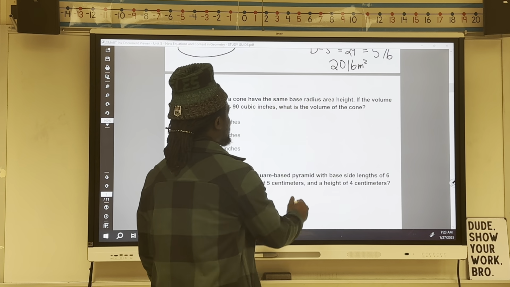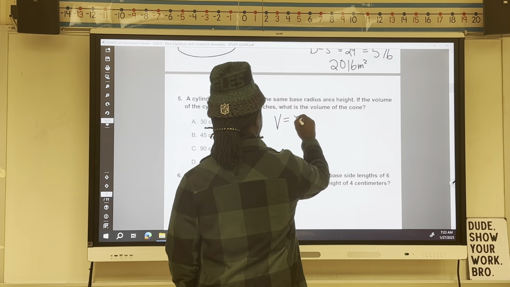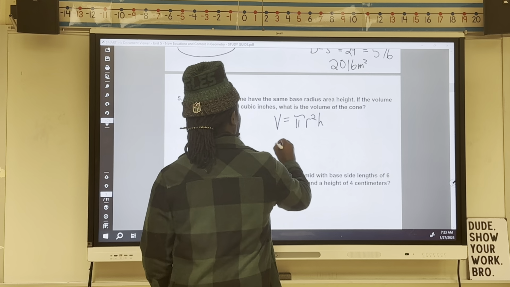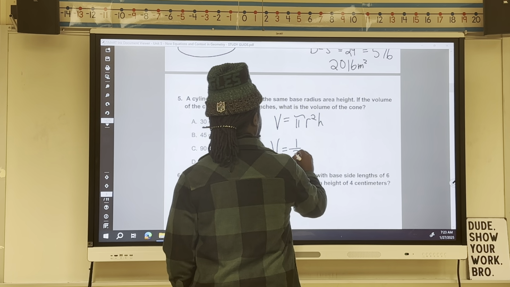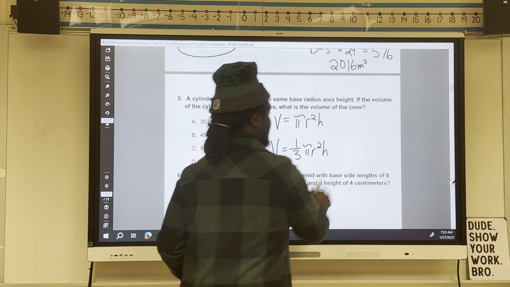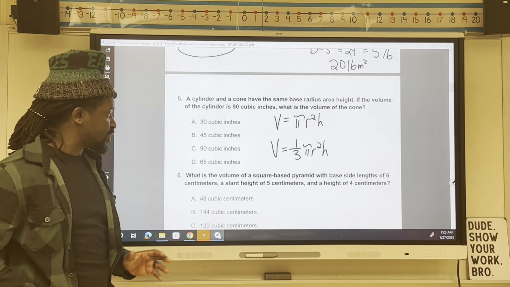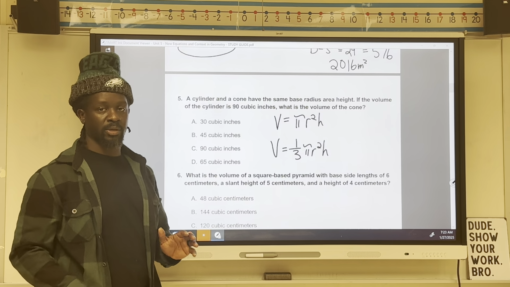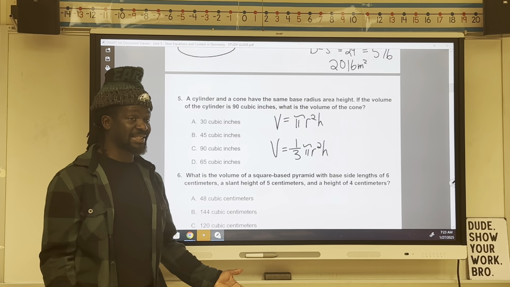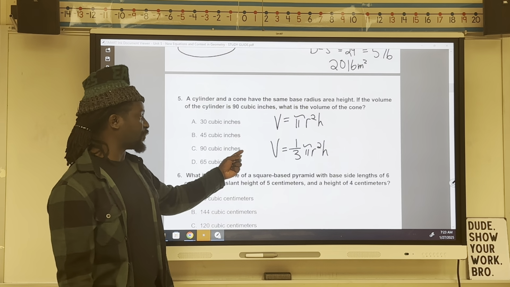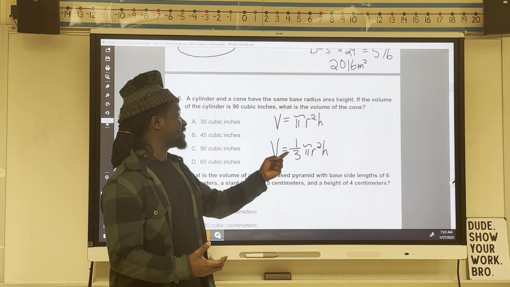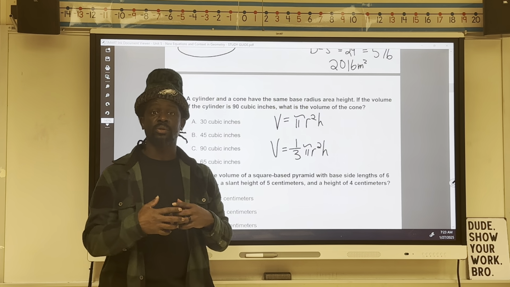All right, so we're talking about the volume of a cylinder, which is pi r squared times the height. And then the volume of a cone, which is 1/3 times pi r squared times the height. Now, when we talked about the relationship between a cone and a cylinder, if we just look at the formulas, we see that they are the exact same. The only difference is for the cone, I have to multiply it times 1/3. In other words, it takes 3 cones to equal the cylinder.